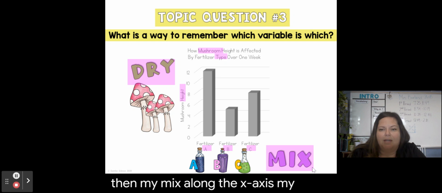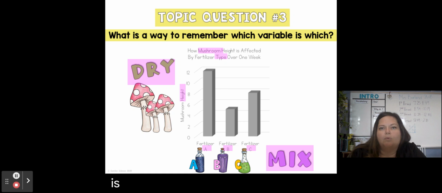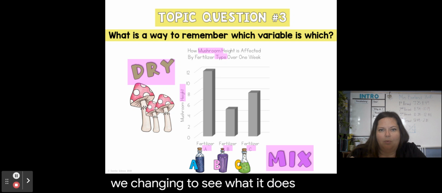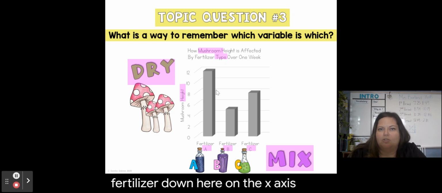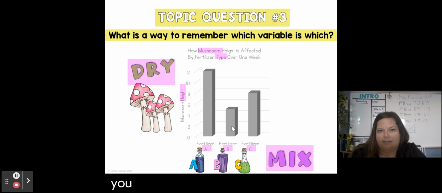And then my MIX along the x-axis. My x in MIX is for x-axis. Remember, M is what we're manipulating. What are we changing to see what it does? We are changing the type of fertilizer. So I've got my 3 different types of fertilizer down here on the x-axis, and you would just graph them based on the data you collect.